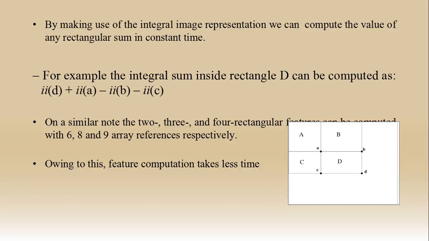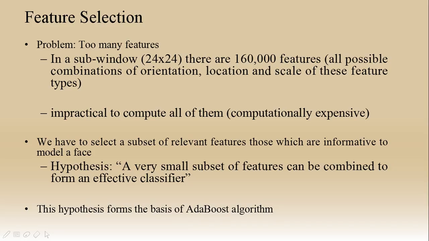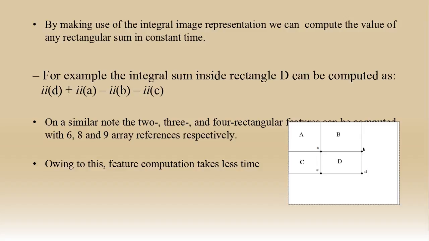By making use of the integral image representation, we can compute the value of any rectangular sum in constant time. Now for example, the integral sum inside rectangle D can be computed as the summation of points A and D minus the summation of points C and B. On a similar note, the 2, 3 and 4 rectangular features can be computed with 6, 8 and 9 array references respectively. Owing to all this, feature computation takes less time and hence it's preferred over pixel computation.